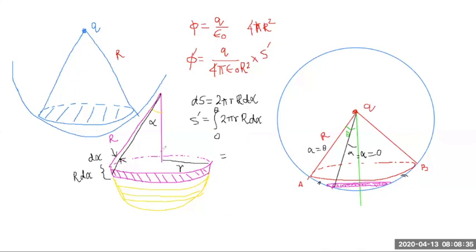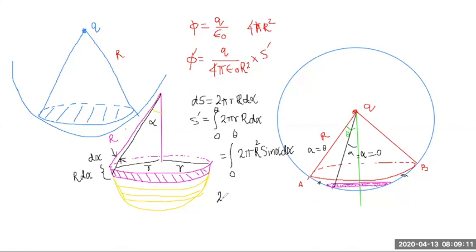So what is the relation between small r and alpha? That is from this figure. This is alpha, so small r is equal to capital R sine alpha. So this integration from 0 to theta is 2 pi, small r is capital R sine alpha, so this is 2 pi capital R squared sine alpha d alpha, right?